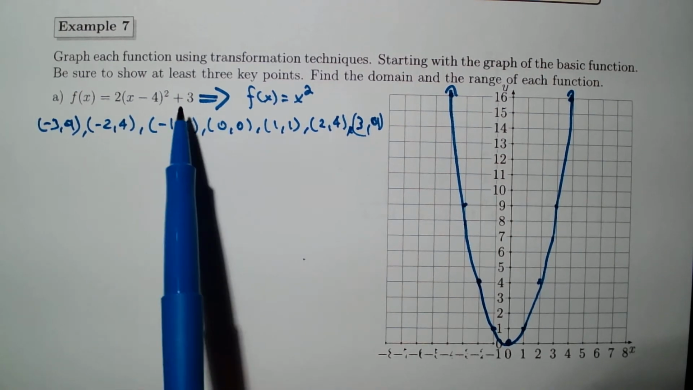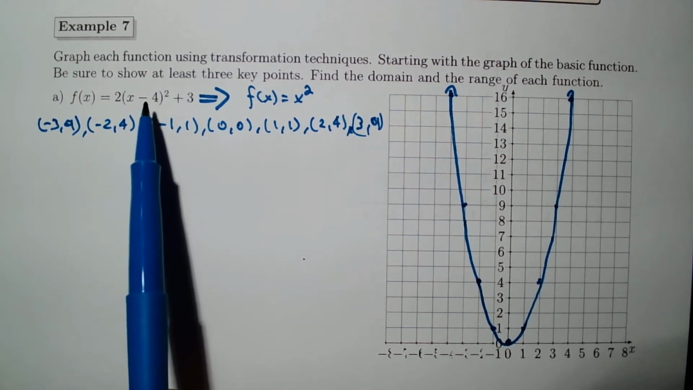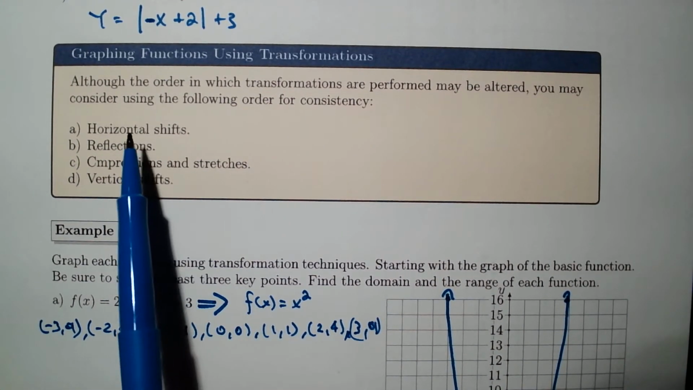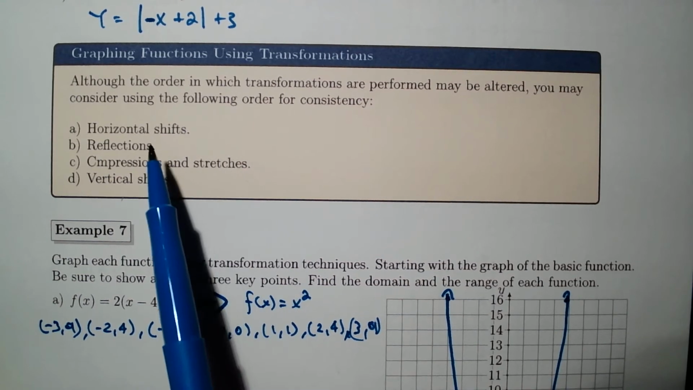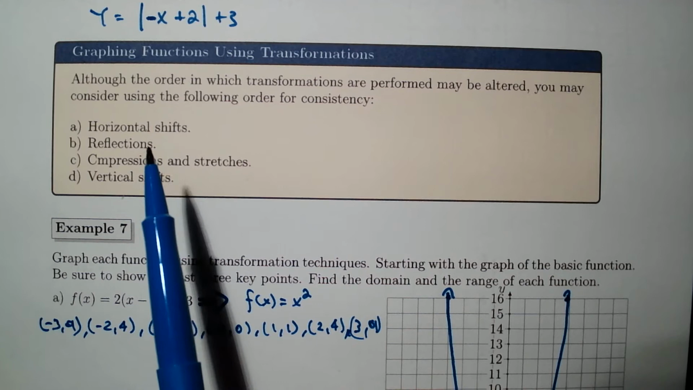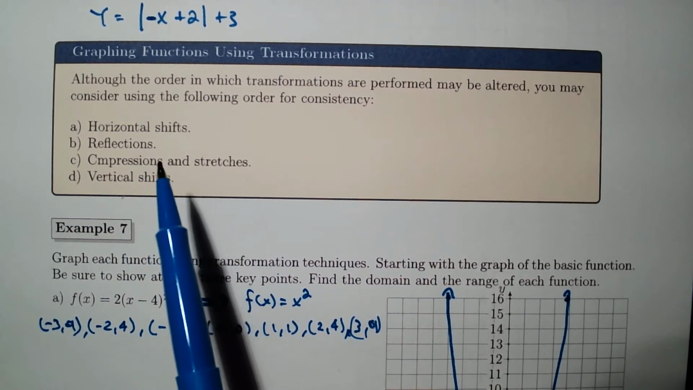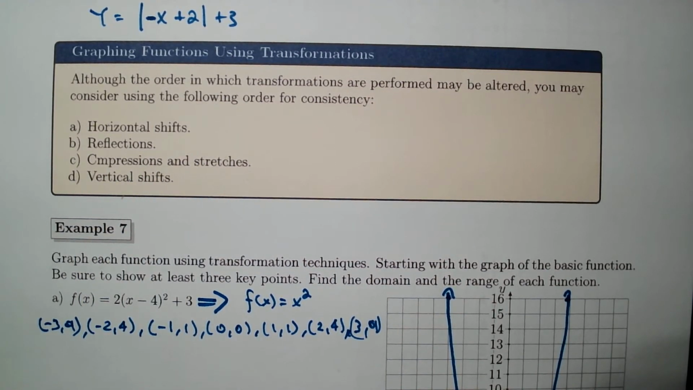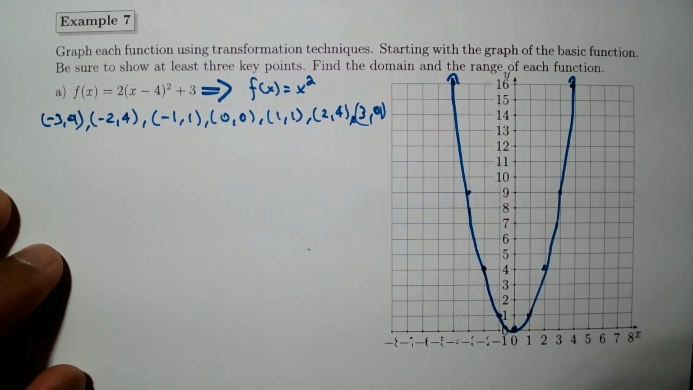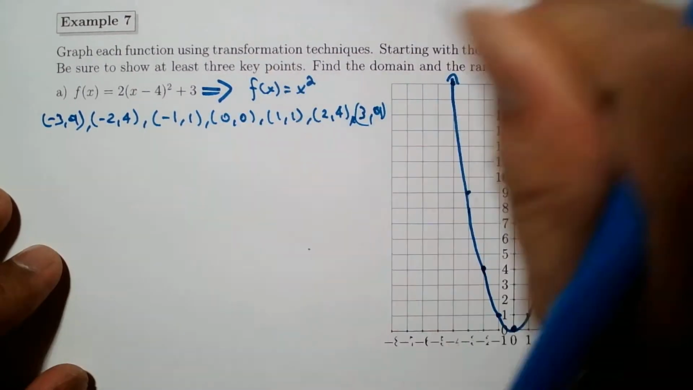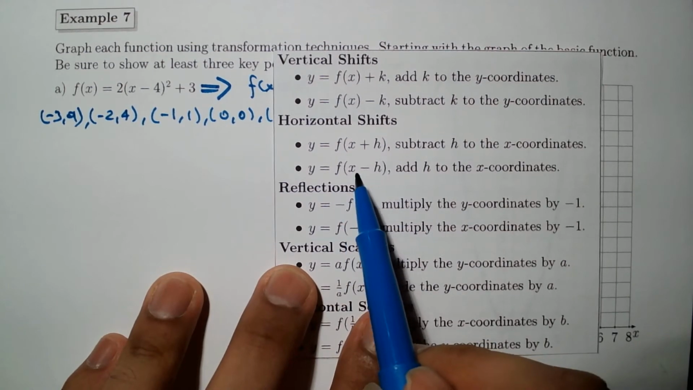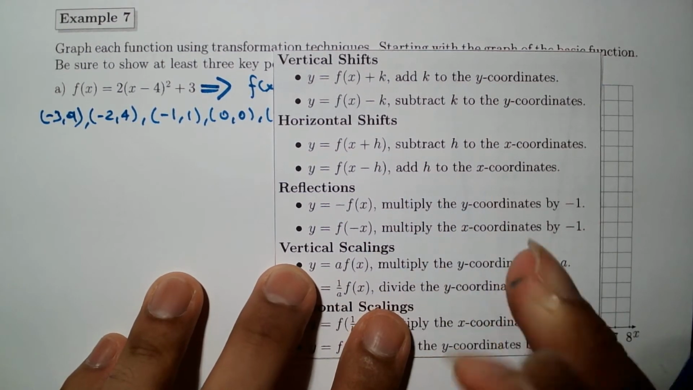So the first transformation, we start with the x's first. Here is a quick summary of what we do. We take care of horizontal shifts first, and then any reflections. Then compressions and stretches, and we do these vertical shifts at the end. So in this case, the first transformation, which is x minus 4, what are we going to do? Minus h, add h to the x coordinates.